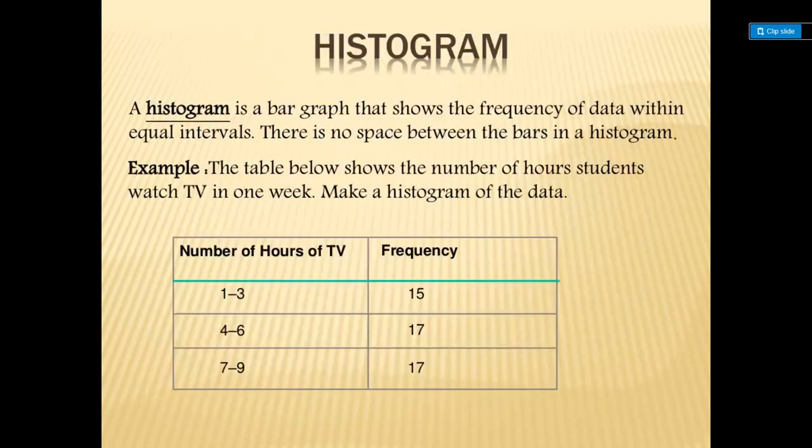Now histogram. Histogram is a bar graph that shows the frequency of data within equal intervals. There is no space between the bars in a histogram. So the basic difference between a bar graph and a histogram is that in a histogram the frequency is given in equal intervals and there is no space between the bars. Here's one example also given to you. Here the frequencies are 15, 17 and 17, and the data is organized in a group form, or you can say equal intervals.